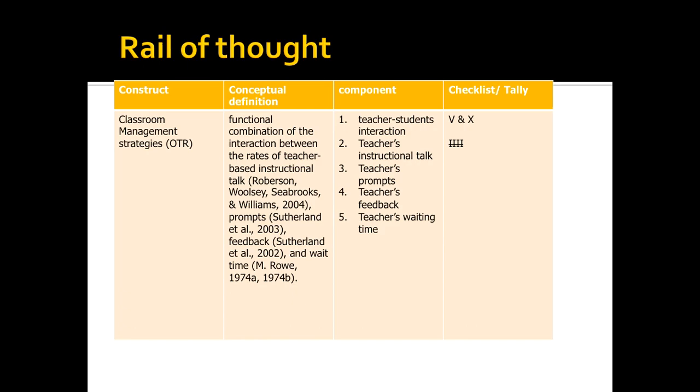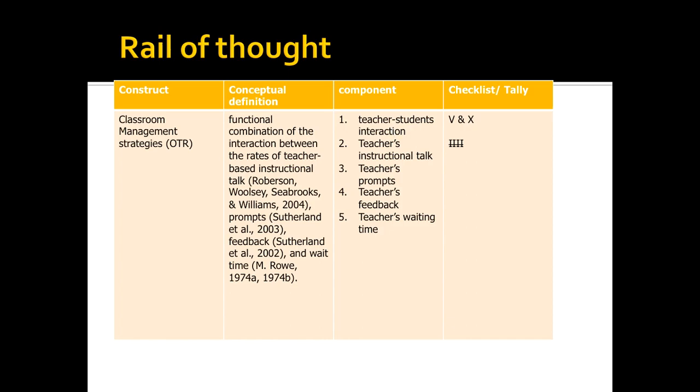for qualitative research. As for the interview, we have a similar table, and for the observation we also start with the construct, and then the conceptual definition and the components. Suppose that the construct is classroom management strategies, and the conceptual definition is the functional combination of the interaction between the roles of the teacher based on instructional talk, and then the prompts, the feedback, and wait time. So I choose all of these to be the components of my observation.